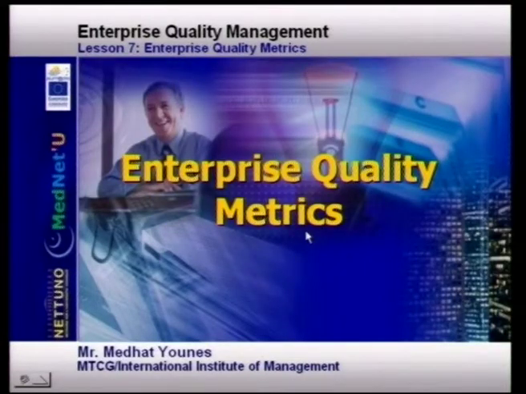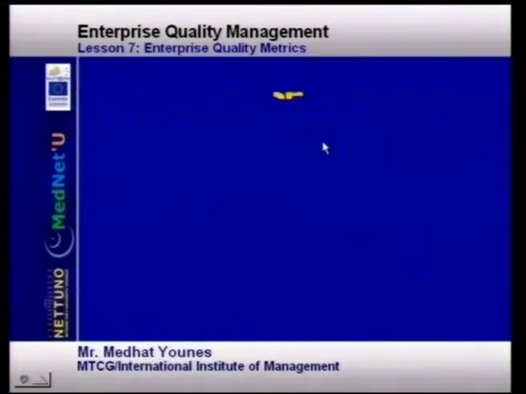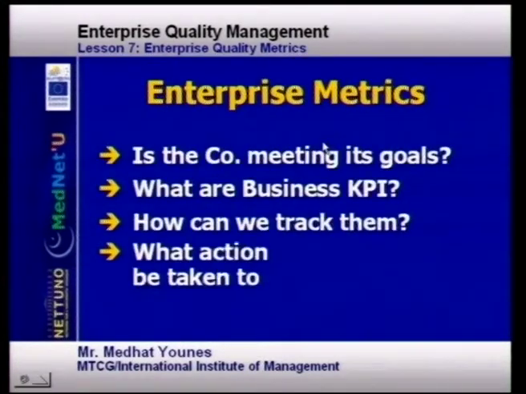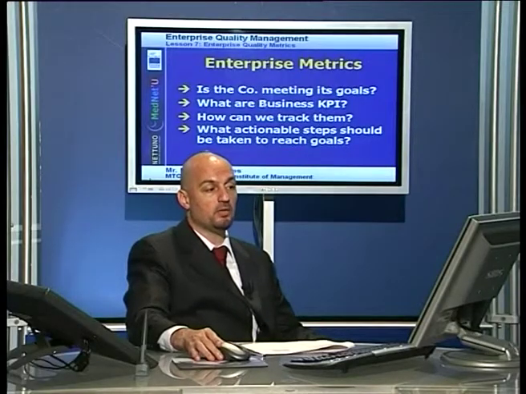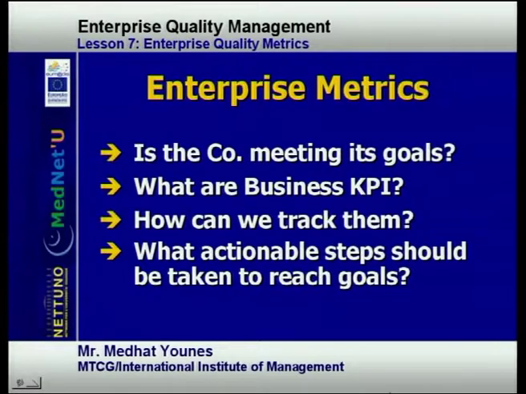This takes us to enterprise quality metrics. Again, what are the enterprise performance metrics? Is the company meeting its goals, its monthly, quarterly, and annual goals? What are the business key performance indicators? How can we track them? What actionable steps should be taken to reach those goals?